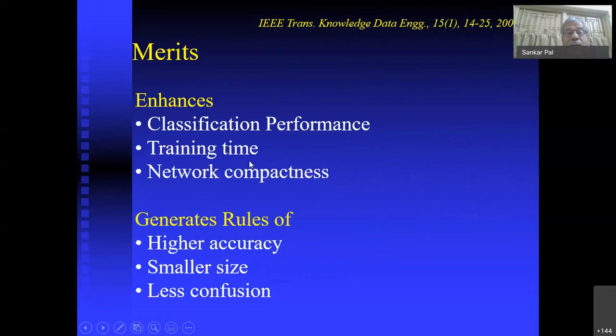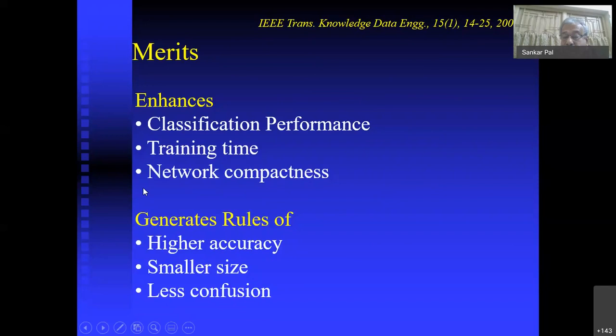What is network compactness? That is, all network links are not required. If you add more network links, the system becomes complicated, and there is a possibility that the rules you generate will be ambiguous. So you generate rules of higher accuracy, smaller size, and less computation.